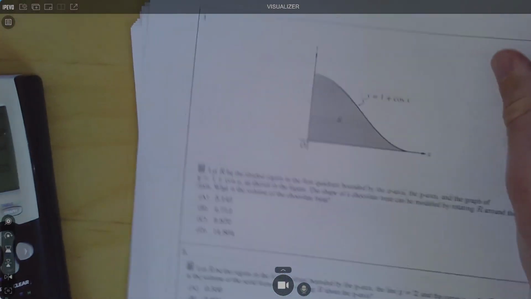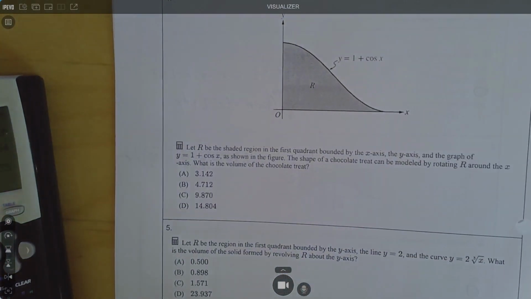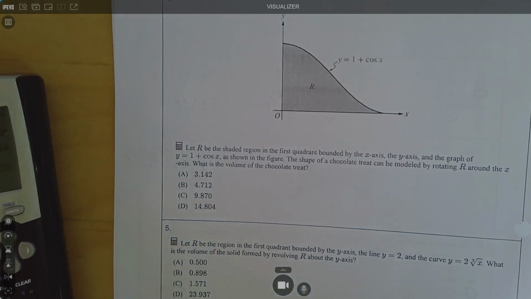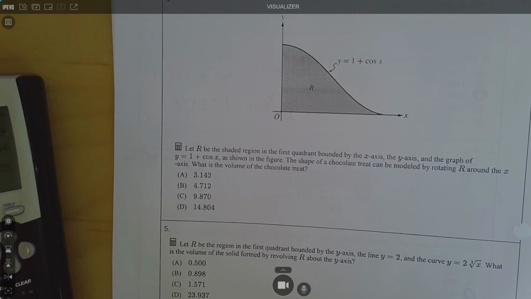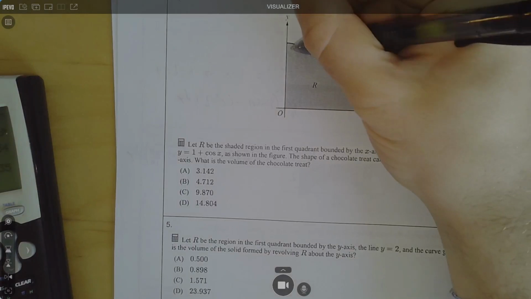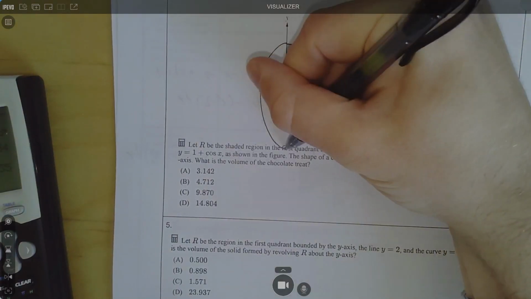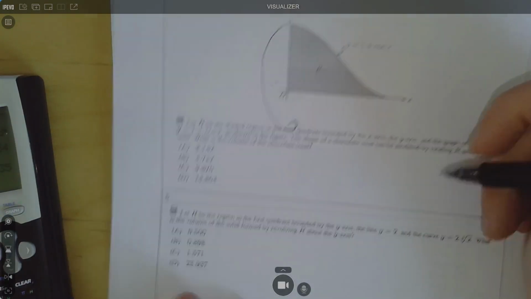Got another one here. Number 4. Let R be the shaded region in the first quadrant bounded by the x-axis and y-axis and the graph of y equals 1 plus cosine x. It's the shape of a chocolate treat. By rotating around the x-axis, what's the volume? Same idea. You're taking the shaded region and revolving it around the x-axis. It's the exact same formula.